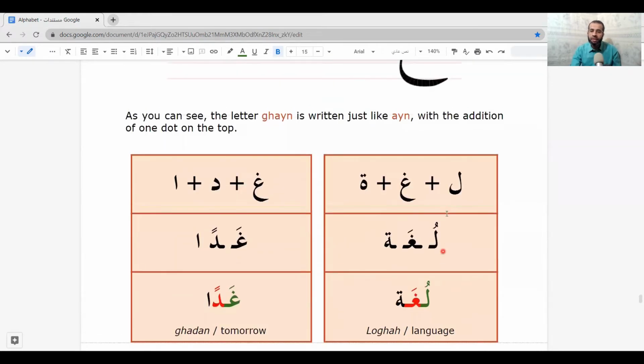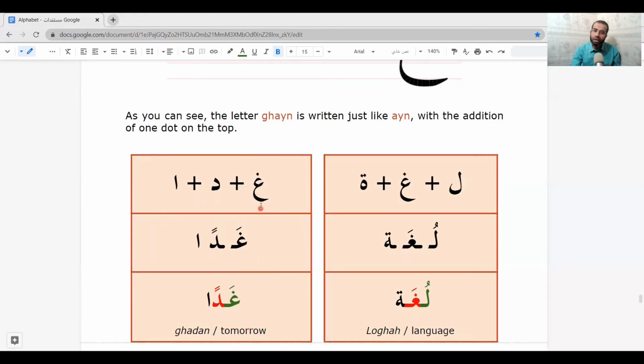Language is لام غين تاء مربوطة. The lam has ضمة, so it will be لو, and the غين has فتحة. Then تاء مربوطة here at the end, and we stop here, so we pronounce ها, H. So we say لغة, language.